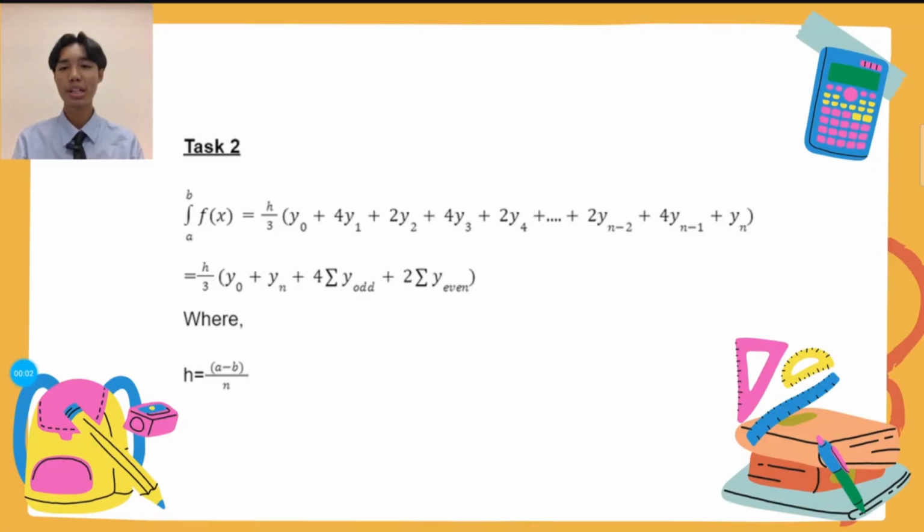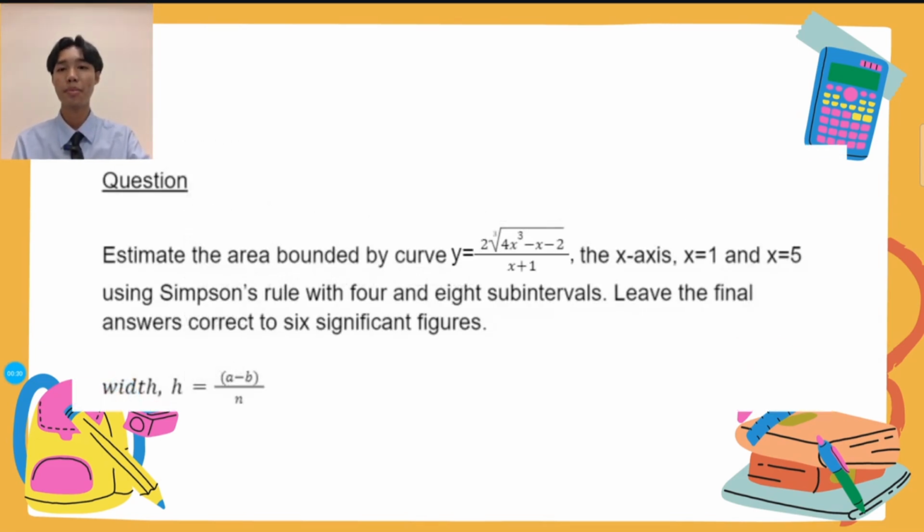Now, let's move on to the task 2. As you can see over here, there is a formula of Simpson's rule. If we simplify this equation, we got h over 3 times y0 plus yn, plus the coefficient of 4 times the sum of y odd numbers, plus coefficient of 2 times the sum of y even numbers, where h is equal to b minus a, which is its limit, over n, which is its interval.